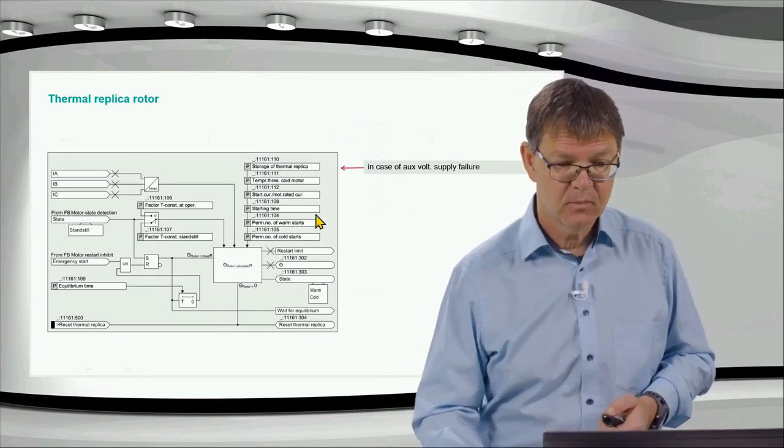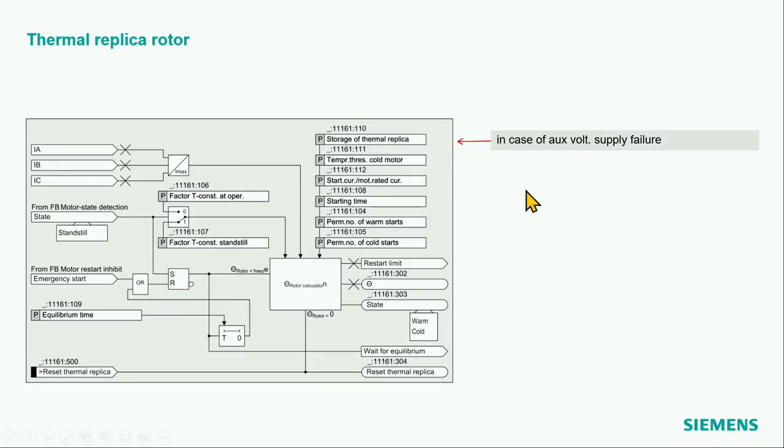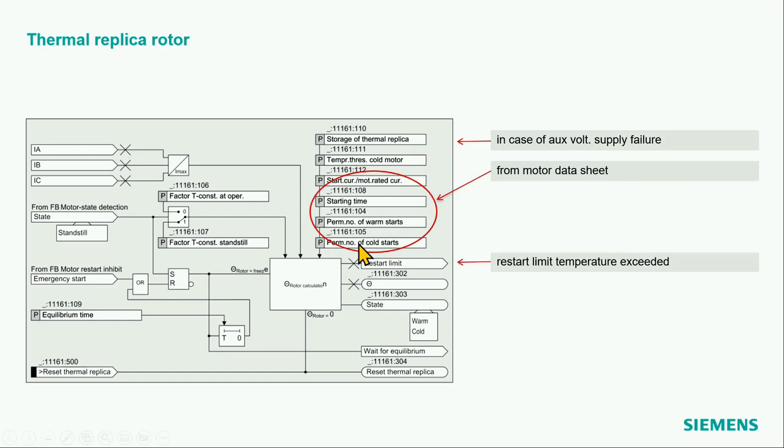Let's have a look into that. I can define if I should store this thermal replica in case of an auxiliary voltage failure, power supply failure, or not. Then I have the already discussed settings, so the starting current, the starting time, and the number of warm and cold starts here. These are the settings. And here I have the signal restart limit temperature is exceeded. So this is basically the blocking signal that I use. And I also get the calculated rotor temperature as a percent value. So if you put that on the display on the screen, you will see the actual calculated temperature of the rotor. And also together with the signal we discussed before, the time until you can start again.